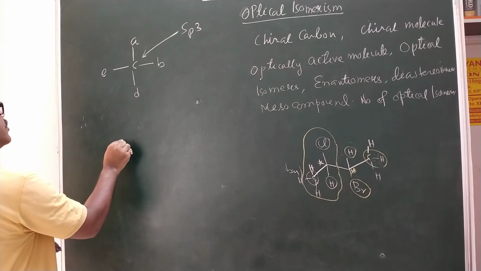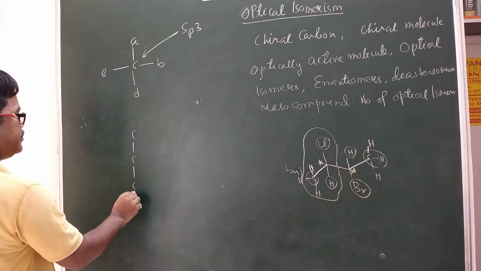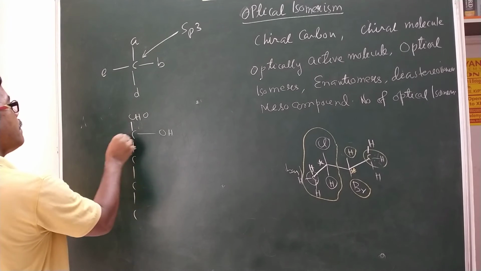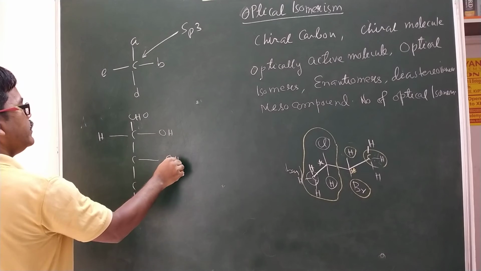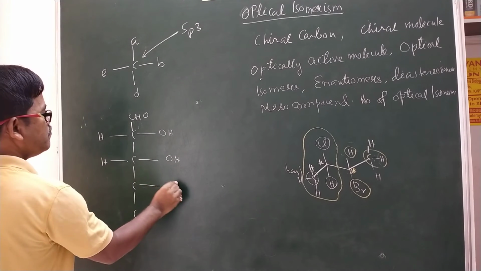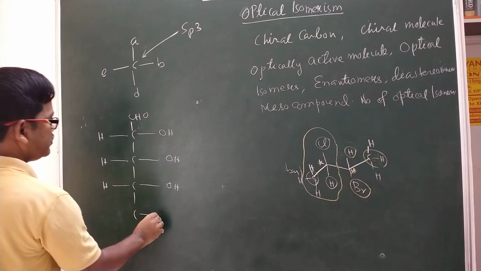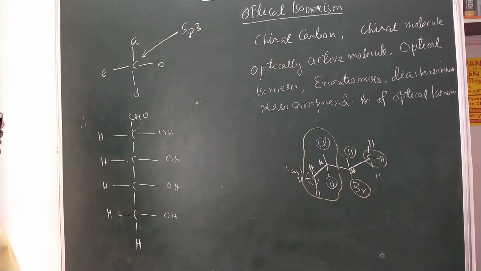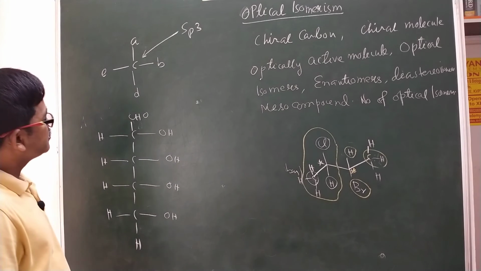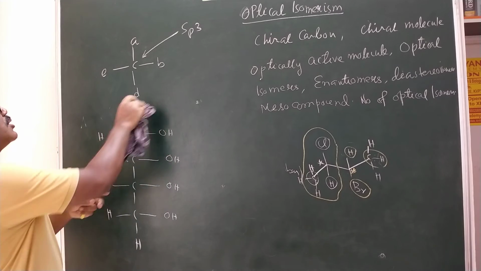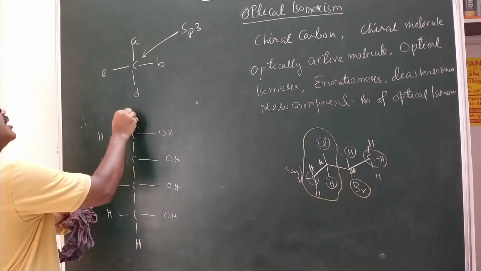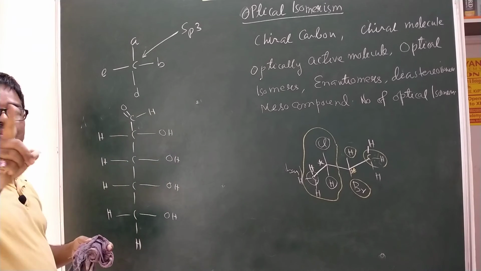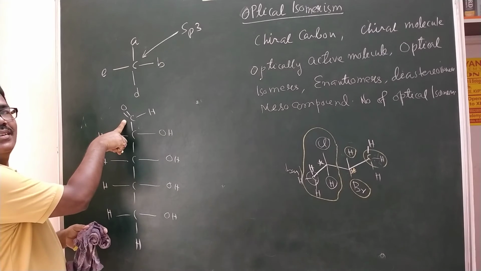Suppose this case. If I ask how many chiral carbons are there, I need to check one by one. Obviously, this carbon is not chiral. Why is this carbon not chiral? Because this carbon is sp2 hybridized. All chiral carbons are sp3 hybridized. That's why this carbon is not chiral.